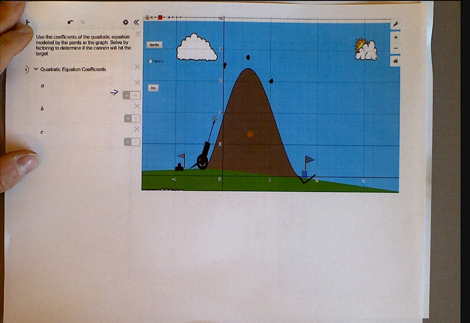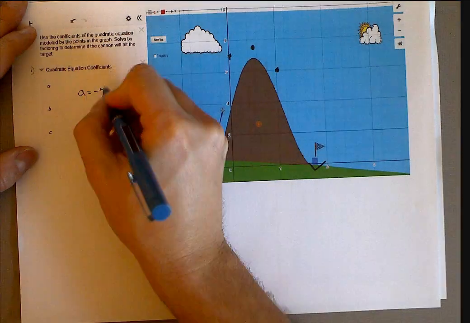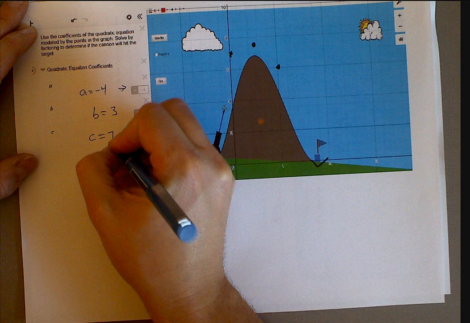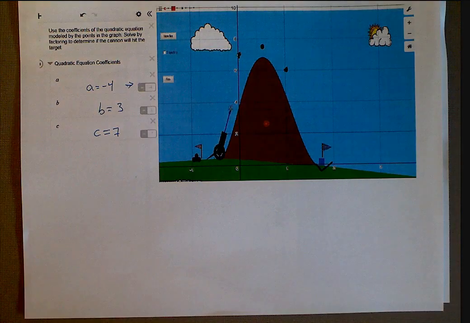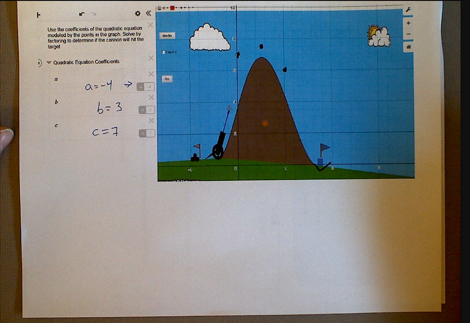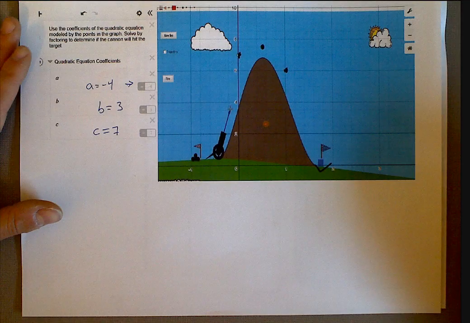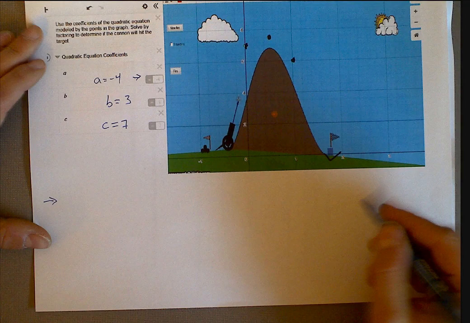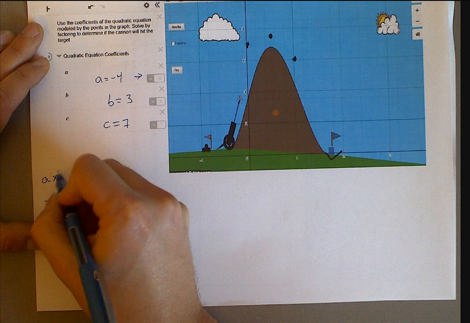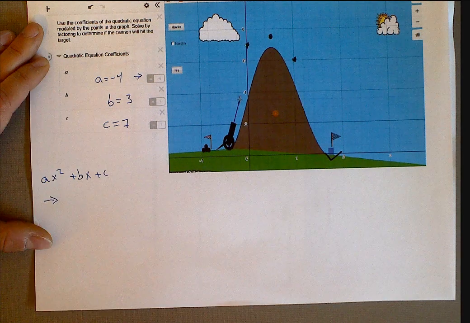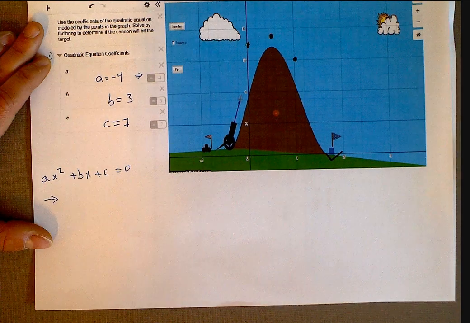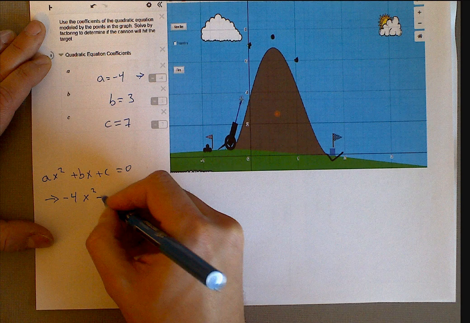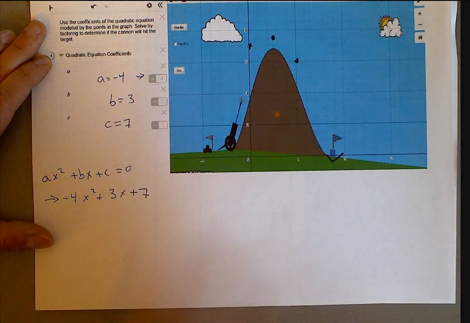So here I know that A is equal to -4, B is equal to 3, and C is equal to 7. So I'm going to try to solve this quadratic equation by factoring, and the solution will hopefully tell me where the cannonball is going to land. So let's start by writing this quadratic equation in standard form. Standard form is ax squared plus bx plus c, and to solve we set it equal to 0. So in this case we're going to write -4x squared plus 3x plus 7.